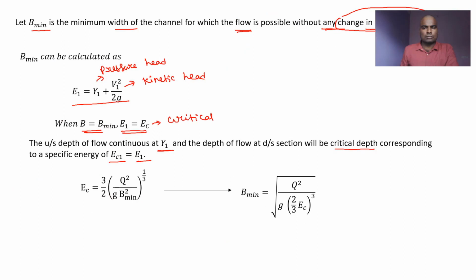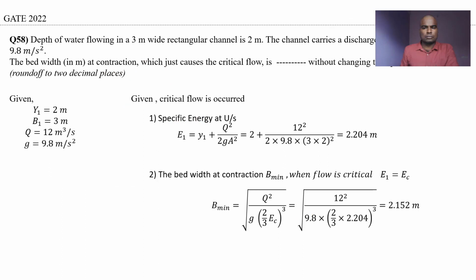So we will get this particular equation, and from there we can reshuffle the terms, and we can get B minimum as square root of Q square by G into (2 by 3 of EC) whole cube. Remember this formula and note down this formula. This formula may be useful to you. Here this 2 by 3 EC is YC. Okay. So now solve the questions.